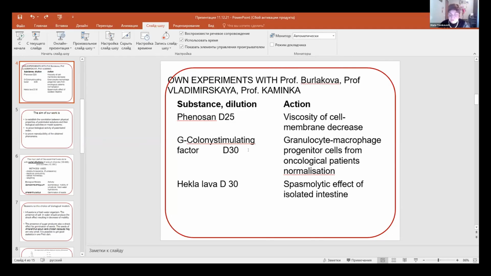Together with Professor Kaminka, we studied the influence of some homeopathic remedies on the contractility of an isolated intestine. We can see in these experiments best spasmolytic effect for Hecla lava.